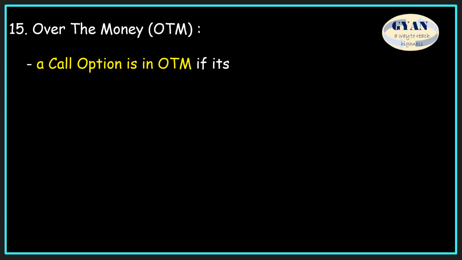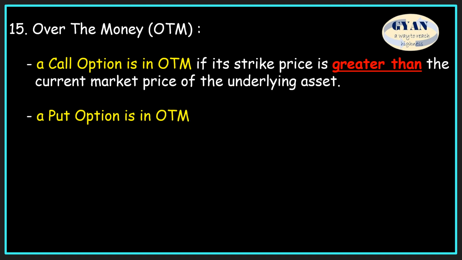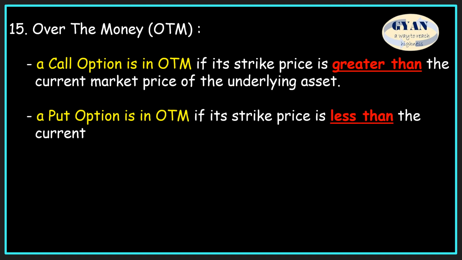15. Out of the money, OTM. A call option is in OTM if its strike price is greater than the current market price of the underlying asset. A put option is in OTM if its strike price is less than the current market price of the underlying asset.